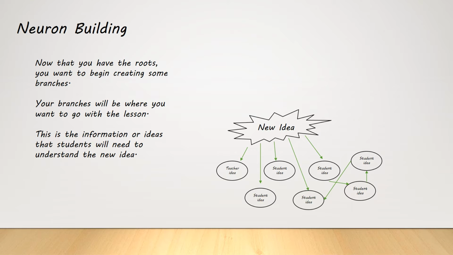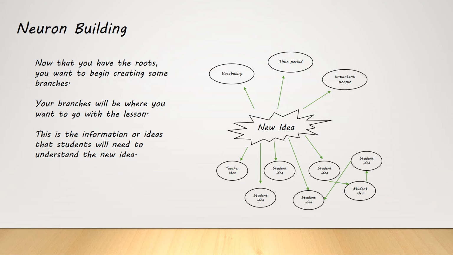So now that we have the roots, you want to begin creating some branches. Your branches will be where you want your lesson to go. This is the new information or ideas that students will need to understand the new idea. For example, if your new idea has vocabulary that's very specific for it, we're going to add that here. If there's a time period that they need to understand in order for this to make sense, you want to add it here. You want to also introduce any important people to your lesson.